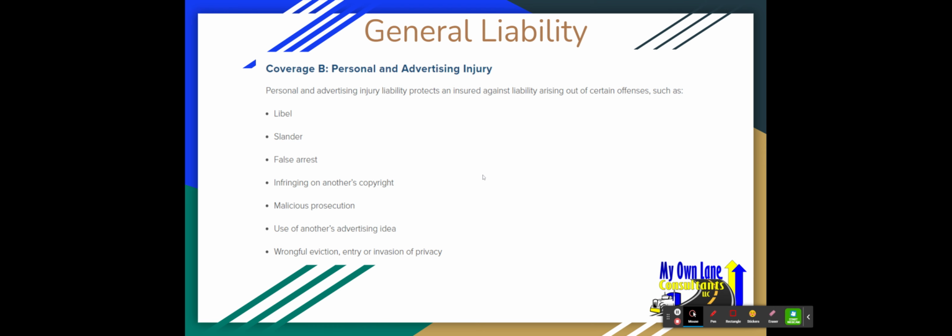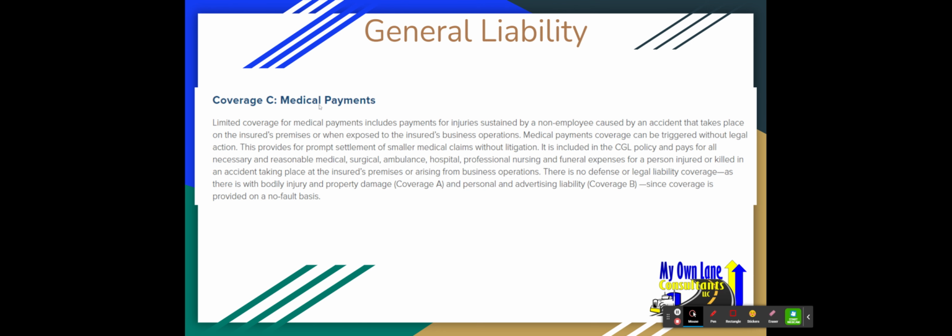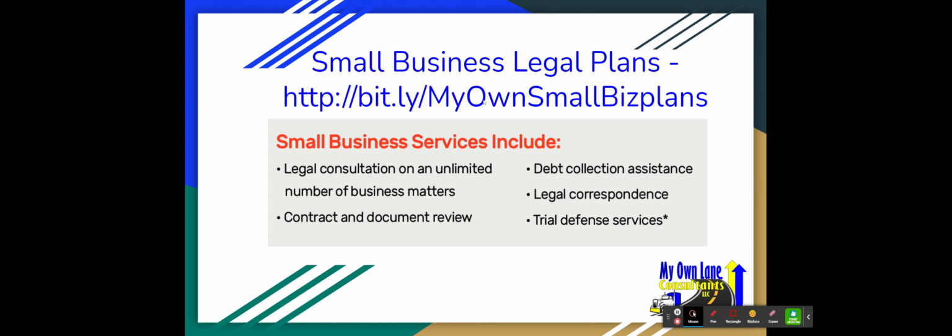So you can see now why it's really important in contracts, because any of these things can happen, and this is the protection for it. And then coverage C, the medical payments, as I indicated, if someone was to be injured and they are wanting to sue your company and it's not an accident, then any of their medical, surgical, ambulatory, hospital, professional nursing, as well as funeral expenses can be covered with this policy. So this is, in fact, another policy. It is not your auto policy.